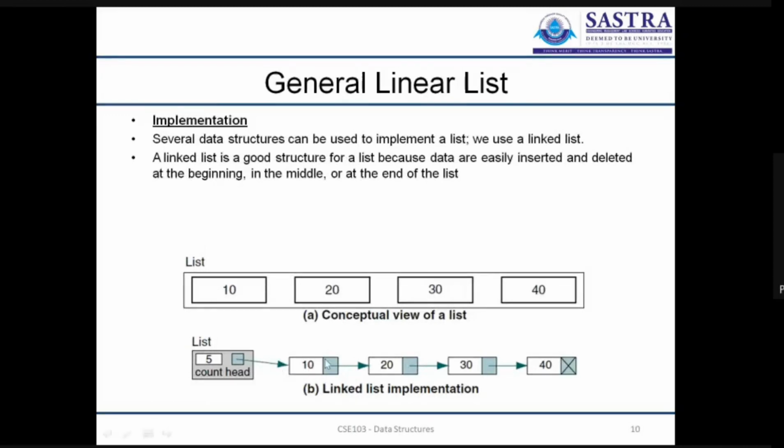Here, 10 is one node, 20 is another node, 30 is another node, 40 is another node. Each node contains one data part and a pointer to the next node, a data part and an address part. The address is the address of the next node. So 10 and address of 20, 20 and address of 30, 30 and address of 40, 40 and null, because this is the last node.